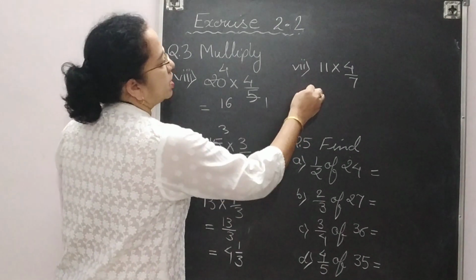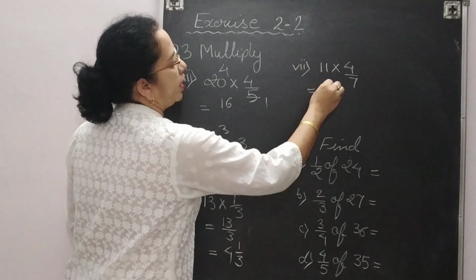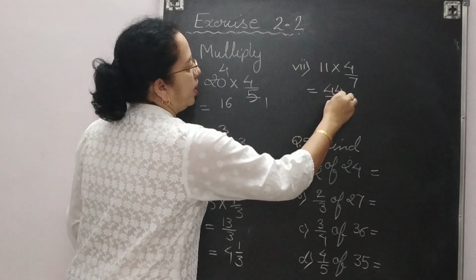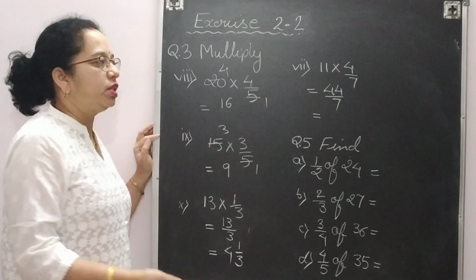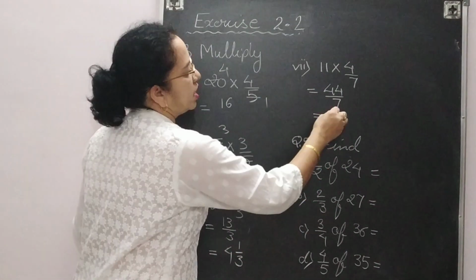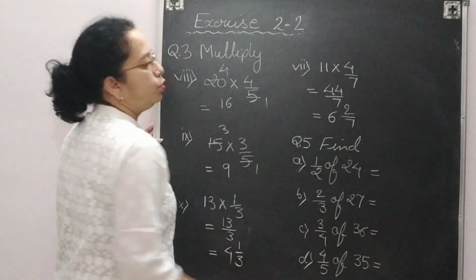Next sum, again you can see that here you cannot cut any number. So again multiply numerator with numerator and denominator with denominator. Since your numerator is greater, convert into a mixed fraction. Beside table of 7, 7 6s are 42, and 2 upon 7. So 6 and 2 upon 7.